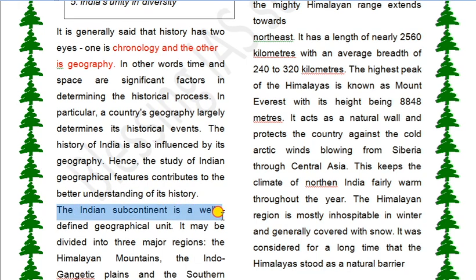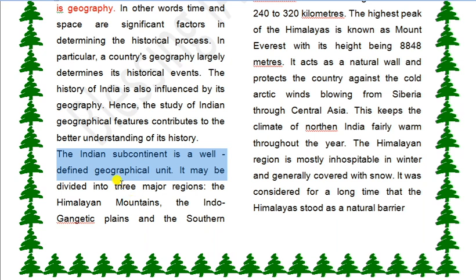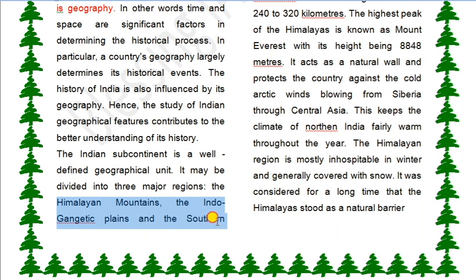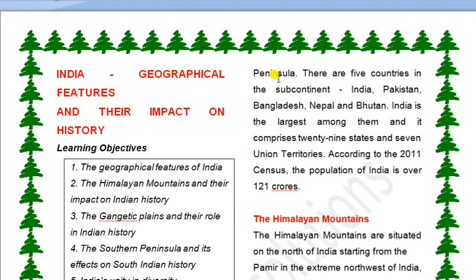The Indian subcontinent is a well-defined geographical unit. It may be divided into three major regions: the Himalayan mountains, the Indo-Gangetic plains, and the Southern Peninsula. There are 5 countries in the subcontinent: India, Pakistan, Bangladesh, Nepal, Bhutan. India is the largest among them, and it comprises 29 states and 7 union territories. Now that we have added 2 more union territories, that is 28 states and 9 union territories.